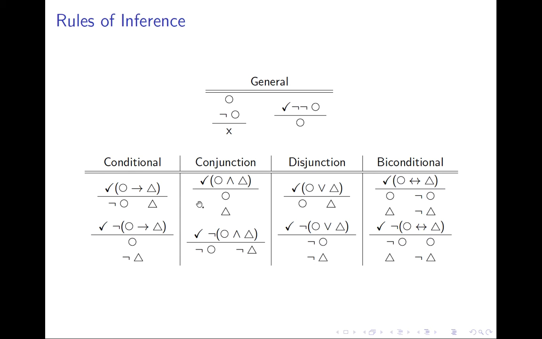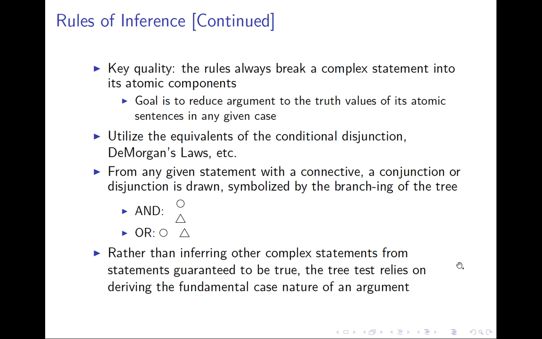For a conjunction, we say circle and triangle, symbolized here by circle and triangle placed vertically. For a disjunction, we write them horizontally, representing, once again, two branches representing two different cases. And for a biconditional, both the antecedent and the consequent must have the same truth value in any case. Therefore, we write it in the tree test as a disjunction of two separate conjunctions. That means that both of them are true or both of them are false. And that is just symbolized in tree test syntax.